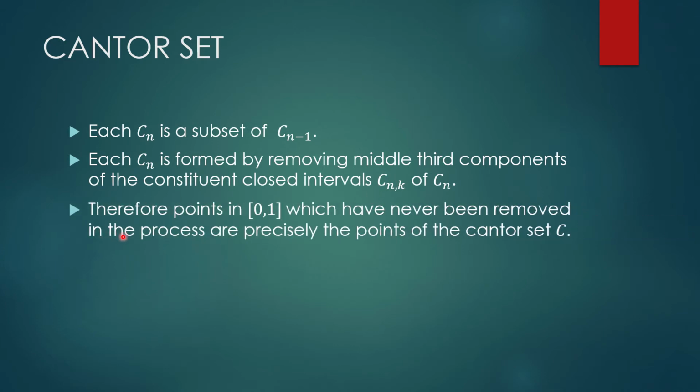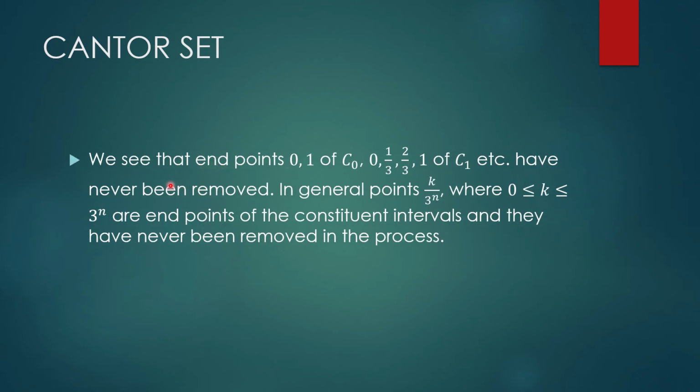So therefore, points in [0, 1] which have never been removed in the process are precisely the points of the Cantor set C. So how do you form the Cantor set? You are removing the open intervals, so you are removing points. In each step, if you don't remove a point, those points will be precisely the points in the Cantor set. Okay. So we see that point 0, 1.